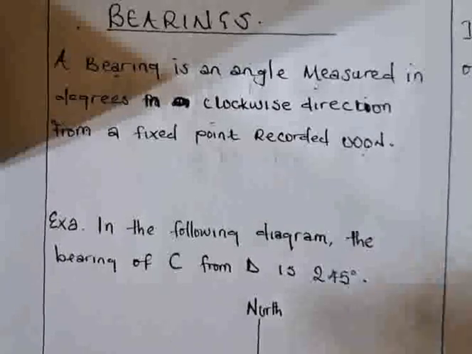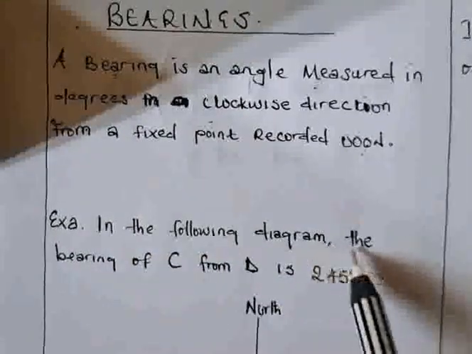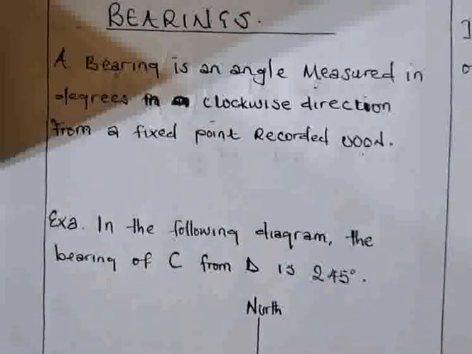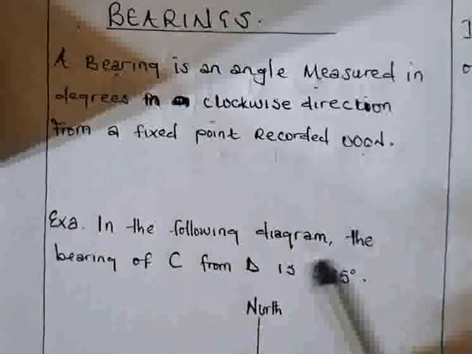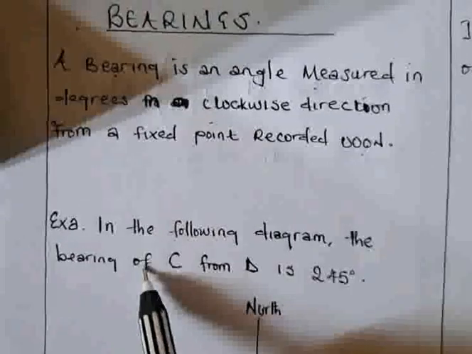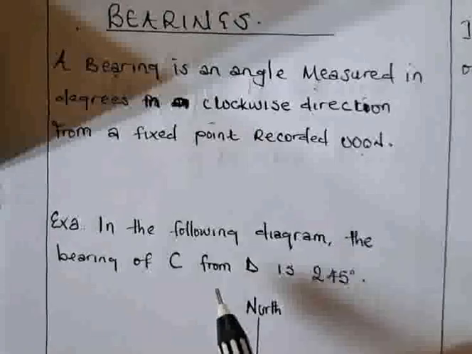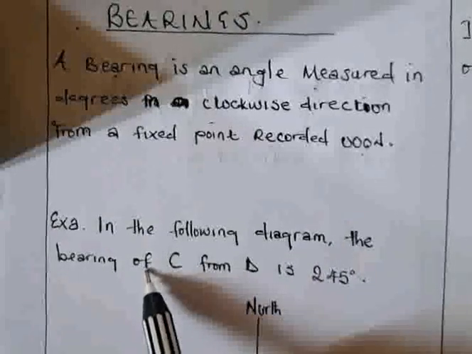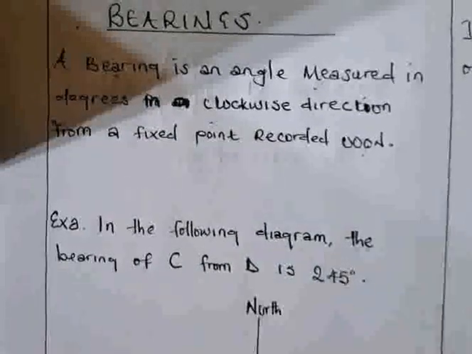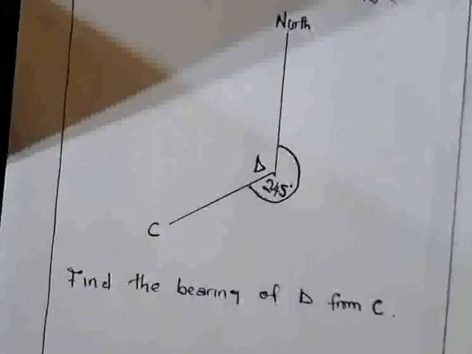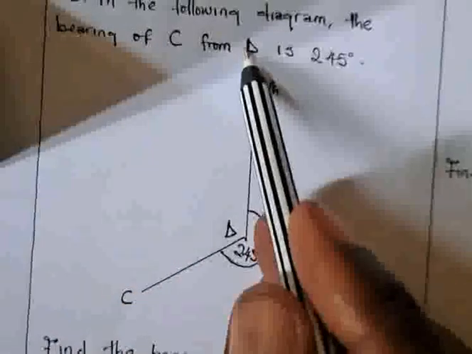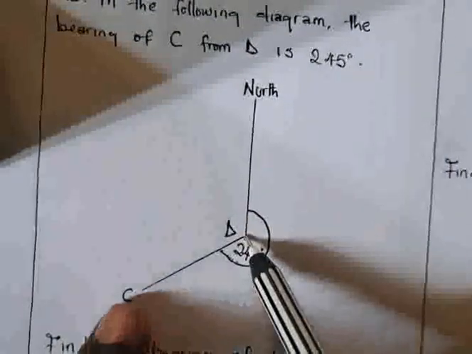We have a question here and it says, in the following diagram, the bearing of C from D is 245. Your first step is to understand the language that they use. Please pay particular attention to where they say of and from. When they say of, that is the direction you are going. When they say from, that's where you are standing. If you look at the diagram, they are saying the bearing of C from D. So you are on D, now you are going to where C is.